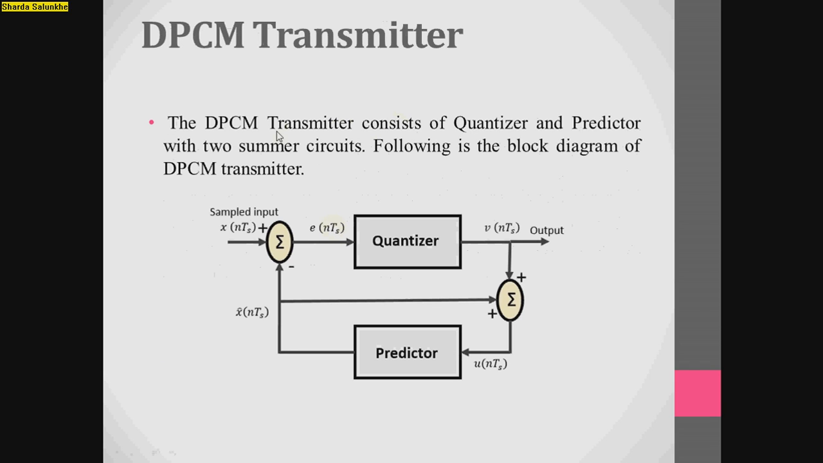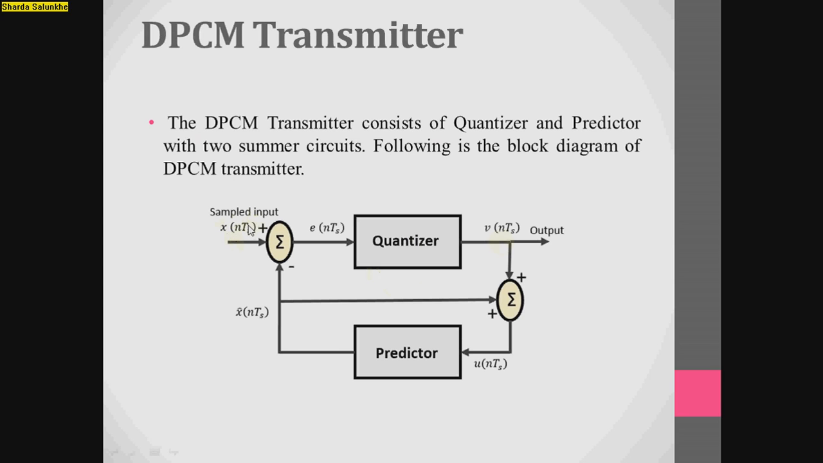So let us consider the DPCM transmitter. The DPCM transmitter consists of the quantizer and predictor. So this is the quantizer and predictor with the summer circuits. And this is the block diagram of the DPCM transmitter.